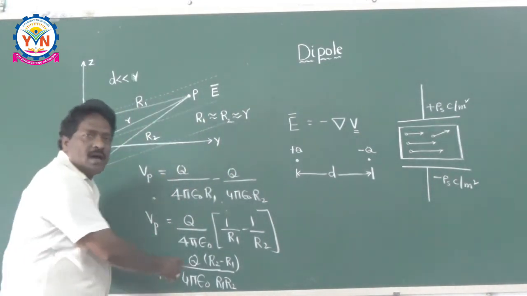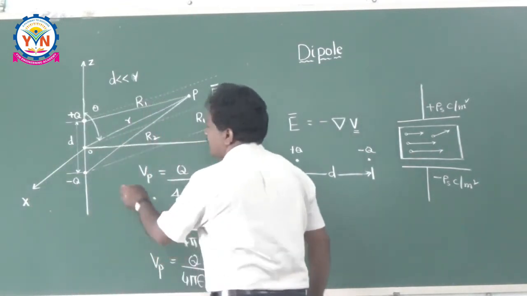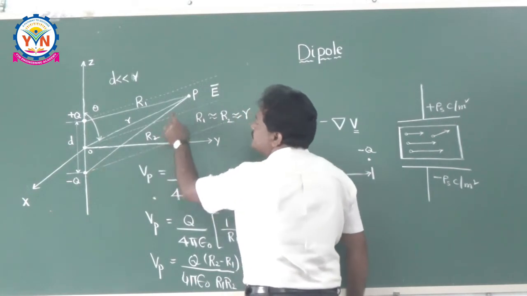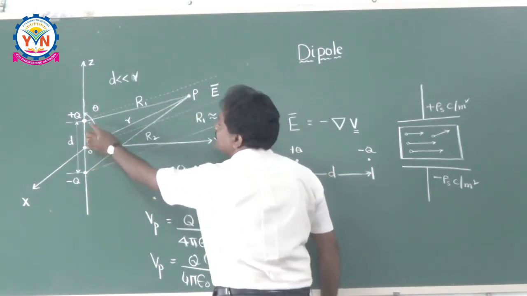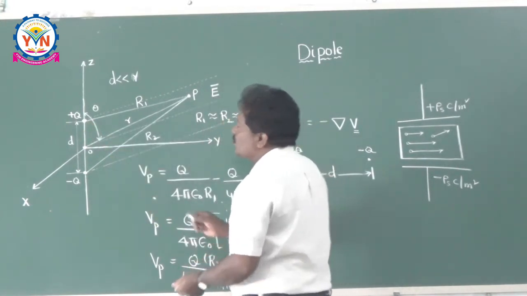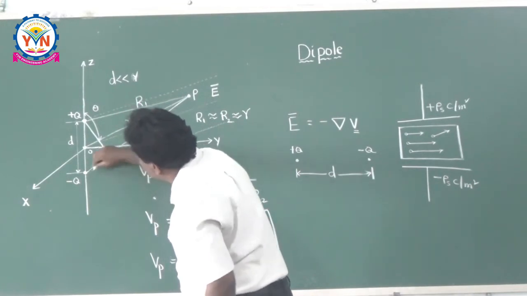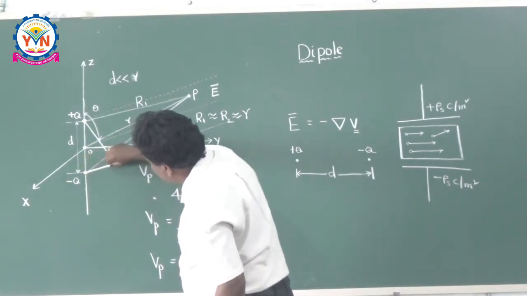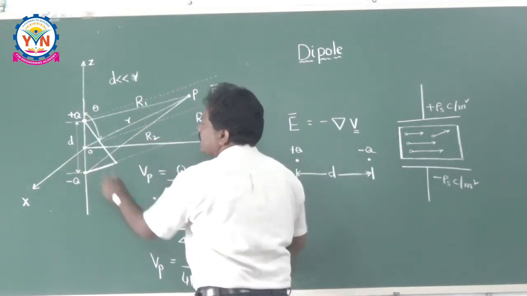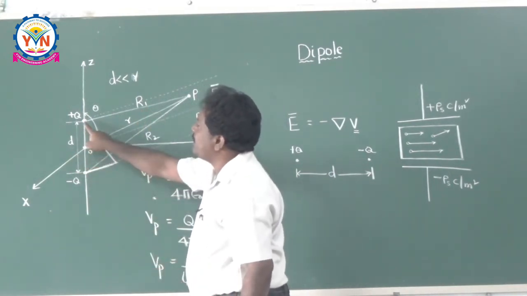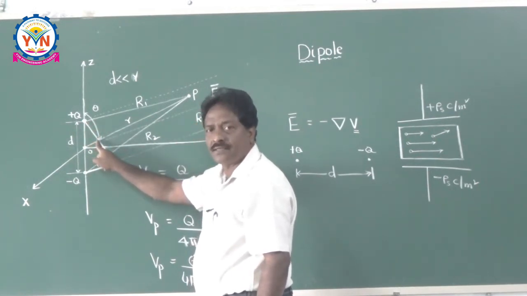Then coming to R2 minus R1, what is R2 minus R1? This is R2 and this is R1. R2 minus R1 means this distance minus this distance. So you take a perpendicular line here. This is the perpendicular line. This is R2 minus R1. So the separation is already d. This is d, making an angle theta with the z axis. That means its contribution is d cos theta.